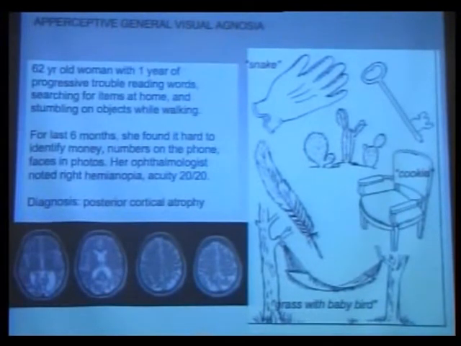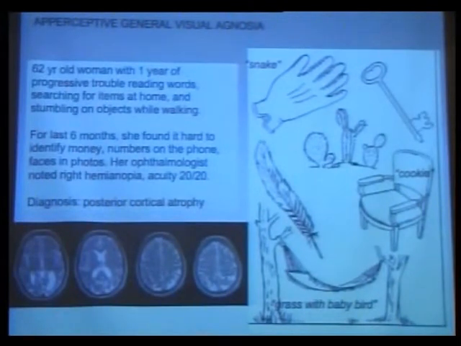And here's a classic example. This was a 62-year-old woman I saw who had 1 year of progressive trouble reading words, searching for items at her home, and stumbling on objects while she was walking because she didn't really recognize that they were there or what they were. For the last 6 months, she found it very difficult to identify money. When she was trying to phone, she couldn't because she didn't recognize the numbers anymore. And in her photo albums, she didn't know who was who. So she had problems recognizing faces, numbers, reading, everything.